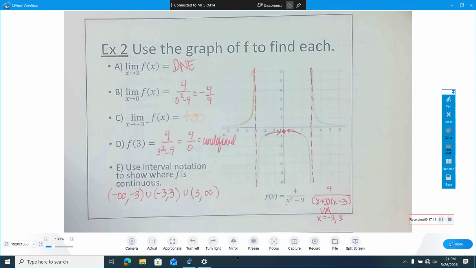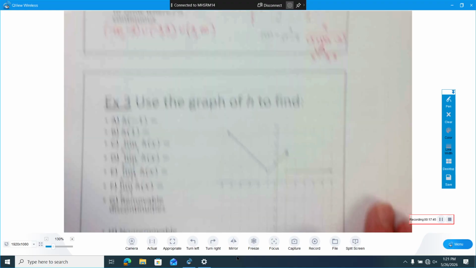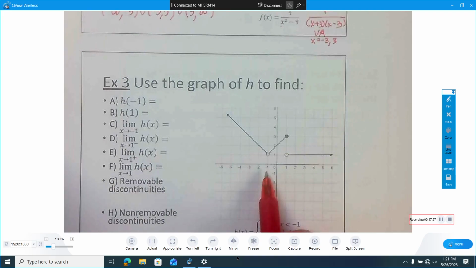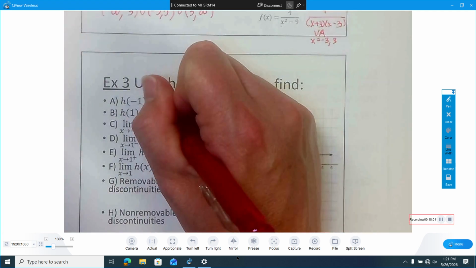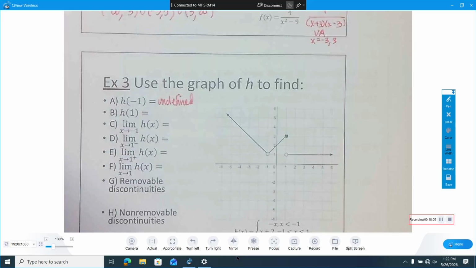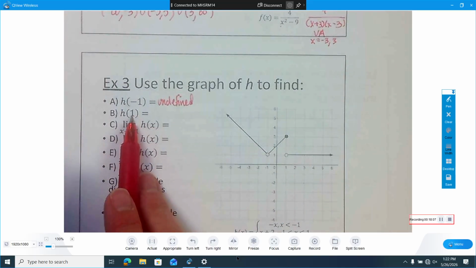All right. I'm like pages behind here. Example 3. Use the graph of h to find the following. What is h evaluated at -1? Undefined. At -1, we have an open circle there. There's nothing there. It is literally undefined, as in it's not defined. All right. What's h at 1?